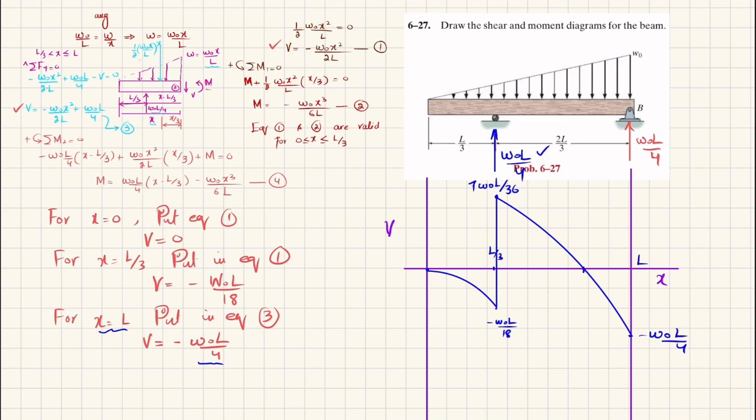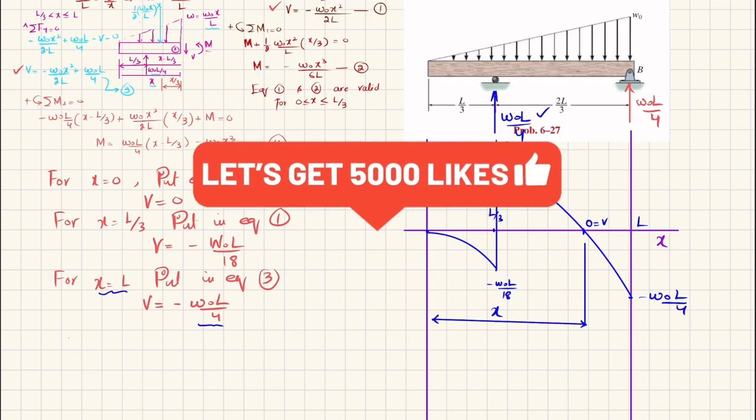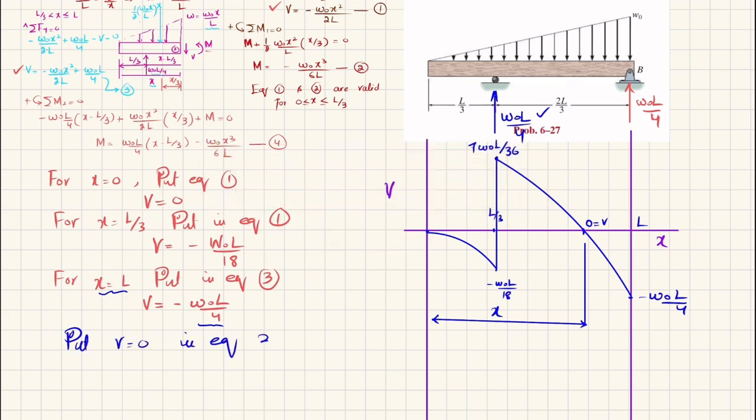Now here you will see that shear force V is equal to 0. So you will find the location of this V, because here the bending moment will be maximum. So we will find this X. Clear? So what we will do is put V is equal to 0 in equation number 3. This is equation number 3, you can see. So V is equal to minus W naught X square over 2L plus W naught L over 4. And when you simplify it, you will get X square is equal to L square over 2.